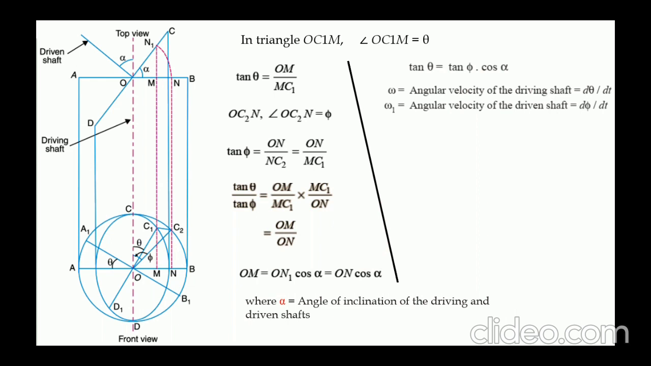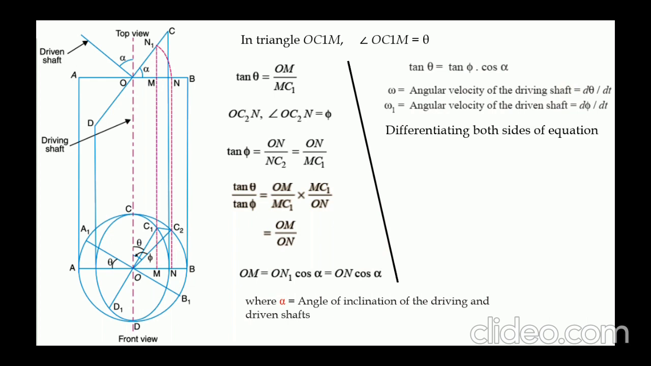Here we are assuming that omega is the angular velocity of driving shaft, which is the derivative of angular displacement with respect to time. For driving shaft, the angular displacement is theta, whereas for driven shaft the angular displacement is phi, so d phi by dt will be equal to angular velocity of driven shaft, which is assumed as omega 1.